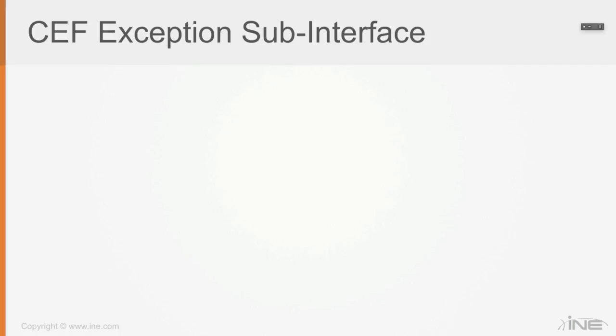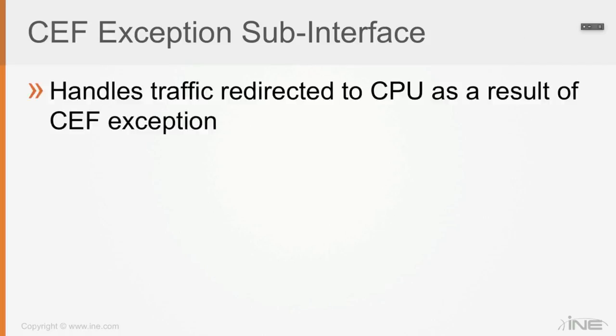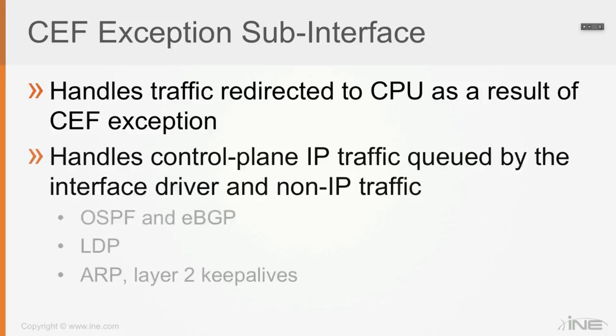The self-exception sub-interface, as the name states, is going to handle traffic redirected to the CPU as a result of a self-exception. Also, this interface handles control plane IP traffic queued by the interface driver and also non-IP traffic. So non-IP traffic like ARP and layer 2 keepalives are going to fall under the self-exception sub-interface. And LDP, OSPF, and eBGP are other kinds of protocols which fall under the self-exception sub-interface.